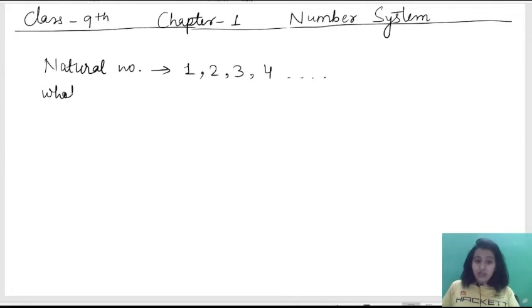What type of next numbers we are having? Next type of numbers in number system we are having is whole numbers, right? It is slightly different from natural numbers, right?